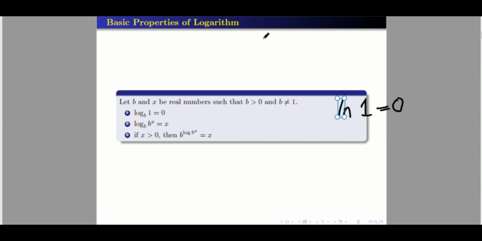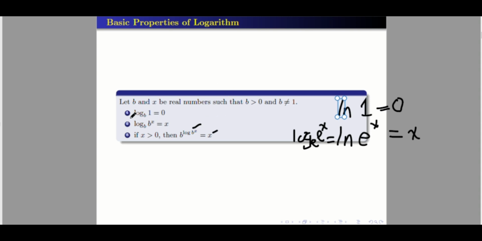Okay, number 2, log of b raised to x base b is equal to x. So the same thing in the natural logarithm. ln e raised to x is equal to x. Because take note that ln is just the log base e. So we can rewrite this one as log of e^x base e. So that is equal to x. And last, if x is positive, then this expression is equal to x.